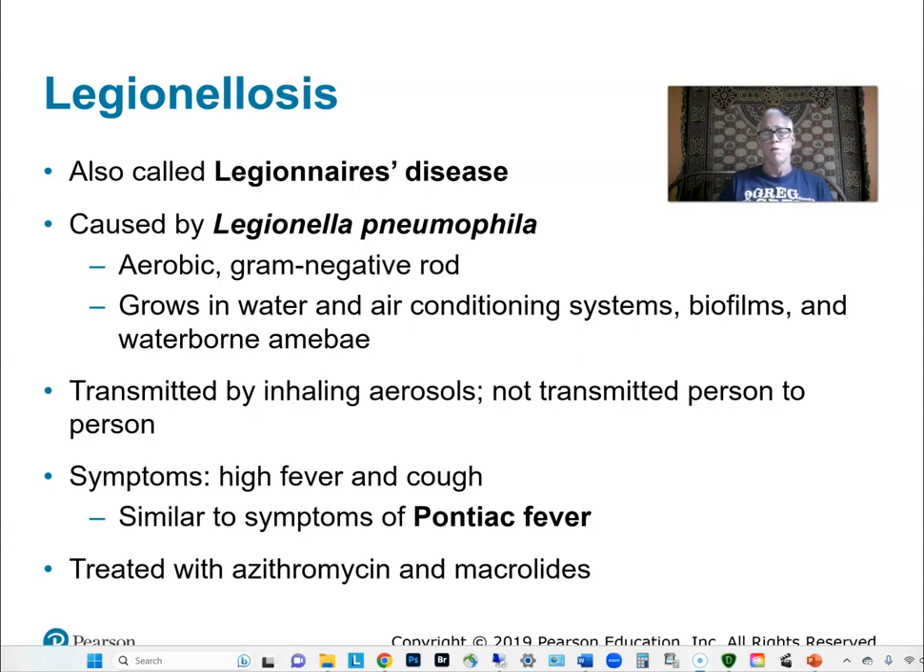There's another bacterial disease called Pontiac fever that you can look up. We're not going to go into that one. Not transmitted person to person, but by aerosols from air conditioning and air handling systems from commercial buildings. That is typically the method. Treated with azithromycin and macrolides.